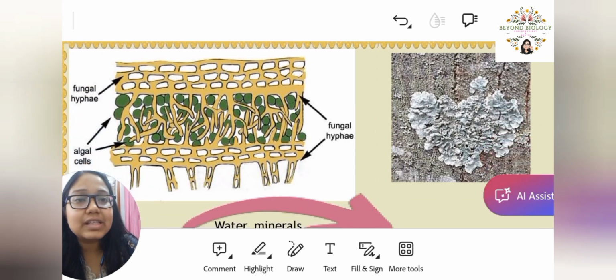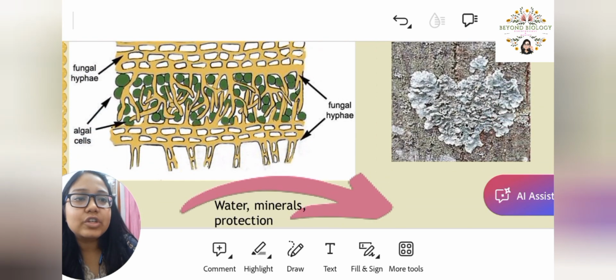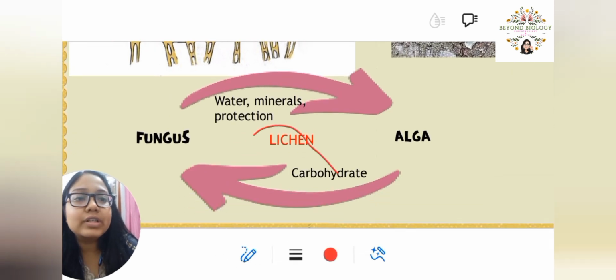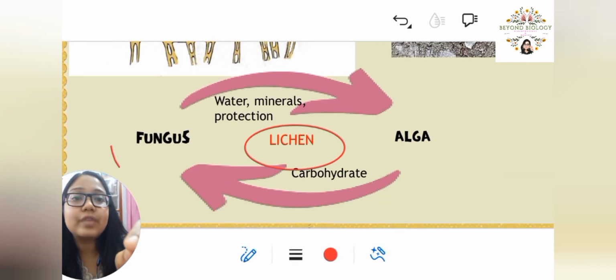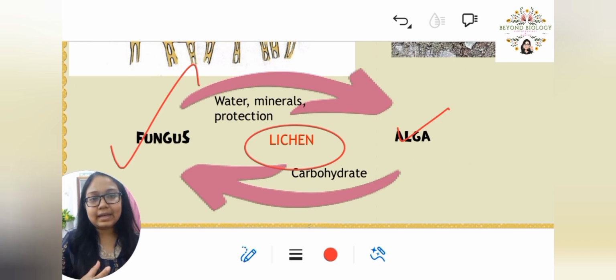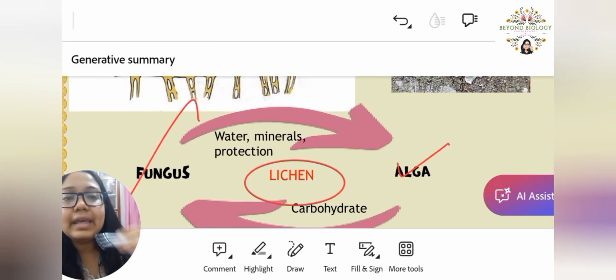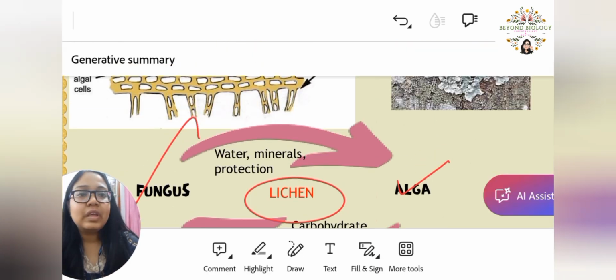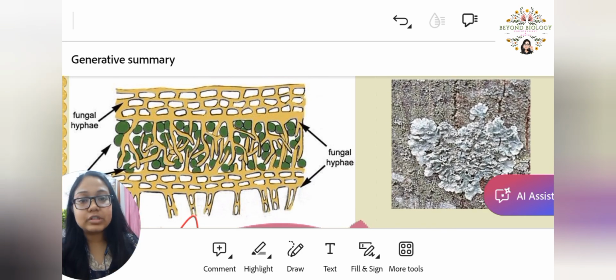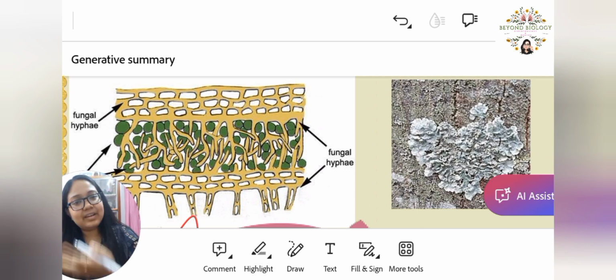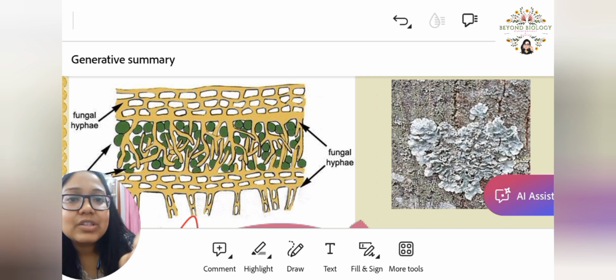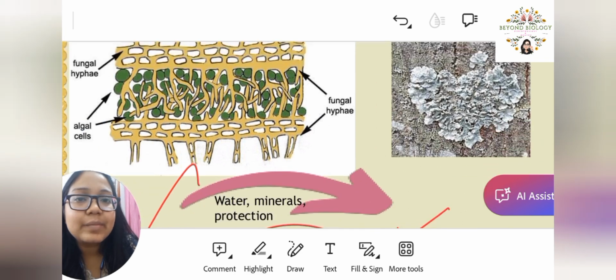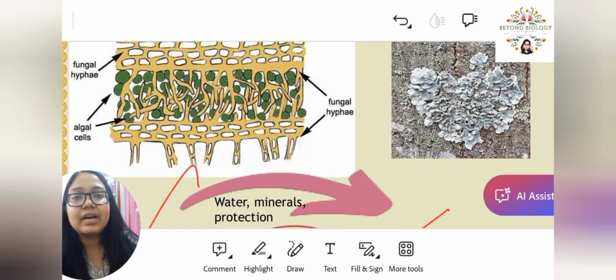Now let's move to the next important thing, which is lichen. What is a lichen? It is basically an association of a fungus and an alga. The alga gets water, minerals and protection from the fungus, and the fungus gets carbohydrate from the alga. Like the mycorrhiza or the bee and the flower, this association is very important for their own survival, and from an exam perspective as well. This is a picture of the fungal hyphae, and you can see the algal cells present in between the fungal hyphae.